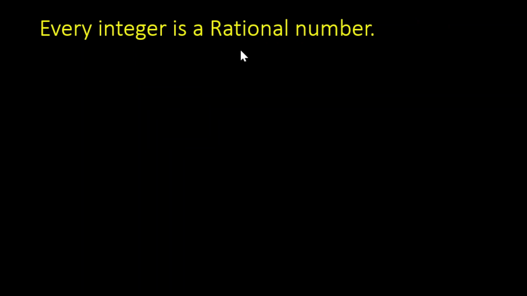Every integer is a rational number. Let us discuss some negative numbers like minus 3. Minus 3 is a rational number. Why? Because it can be written as minus 3 divided by 1, or even we can write minus 6 divided by 2, such that both numerator and denominator are integers and denominator is not equal to 0. So minus 3 is a rational number. Like that, any integer you take, it will become a rational number.